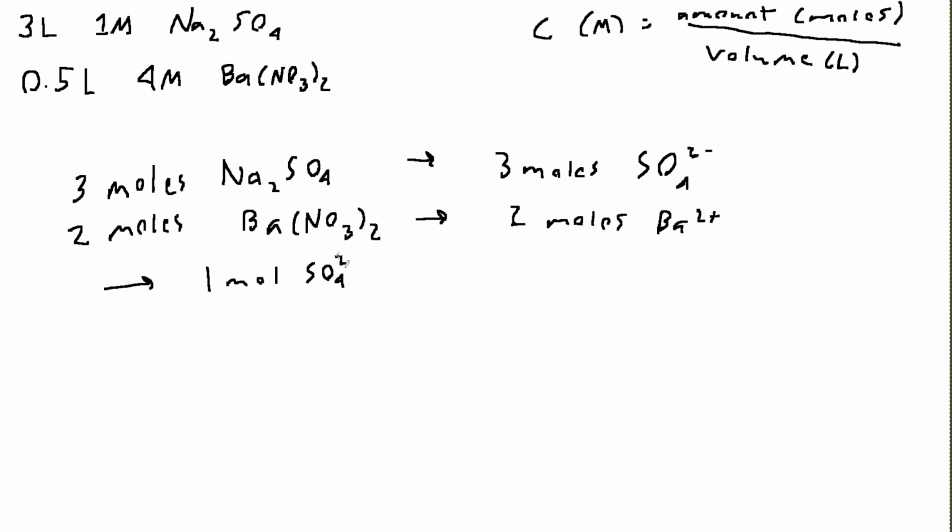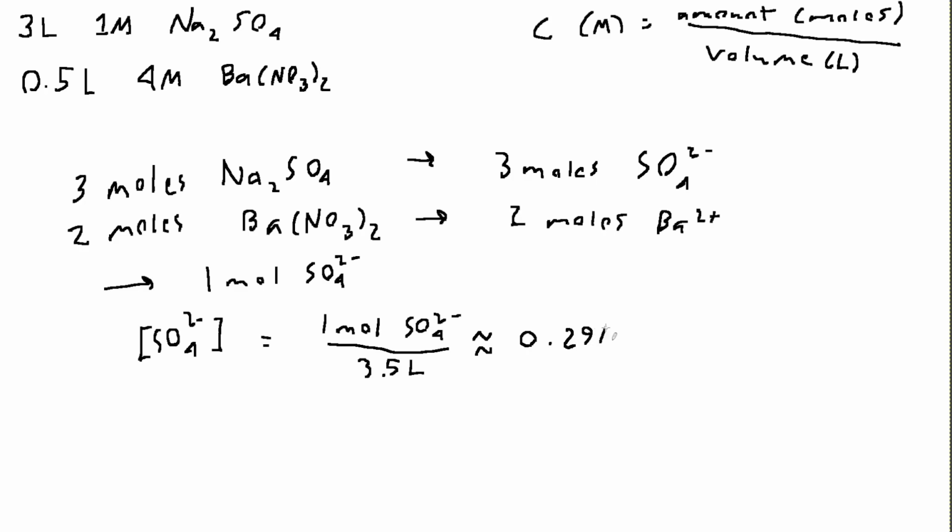Now this is where it gets a bit tricky because it might be tempting just to divide that by the 3 liters we had here originally. But notice that we also add 0.5 liters of volume to it when we add the second solution. So molarity, or the concentration, we use brackets to say the concentration of something. So the concentration of sulfate in the end is 1 mole of sulfate, the amount, divided by the volume, which is 3 plus 0.5 liters, or 3.5 liters. And you can do the math yourself, but it turns out to be about 0.29 molar.